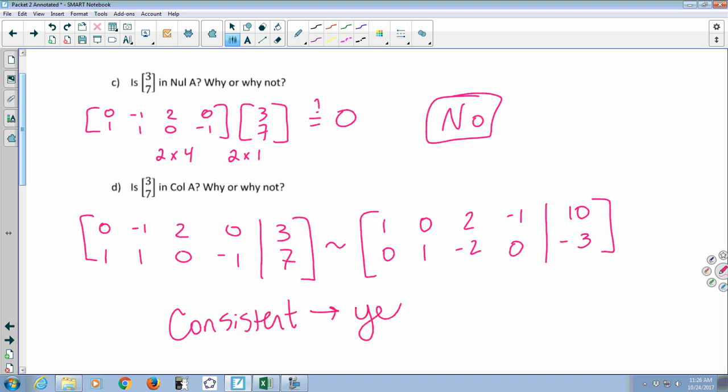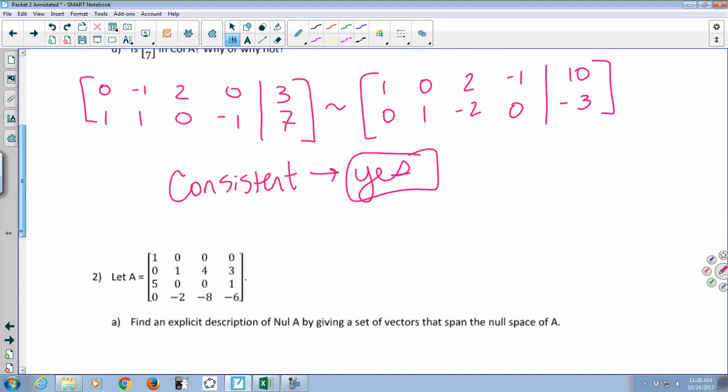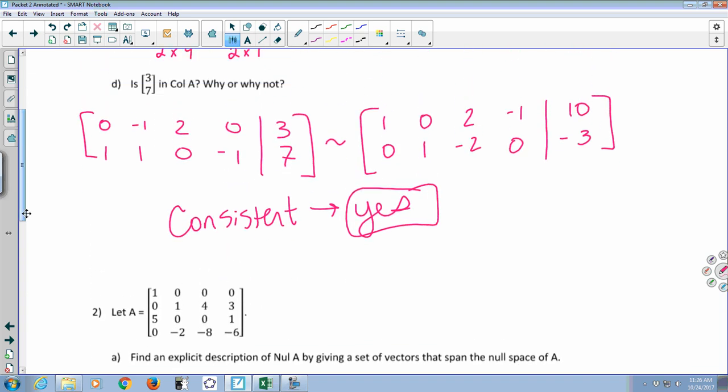Therefore, yes. There are some weights we can put on the columns of A to build 3, 7, which means that 3, 7 is in the column space. It can be built as a linear combination of the columns of A. Make sense? Okay.